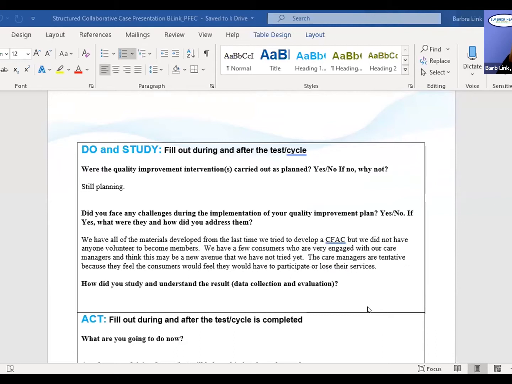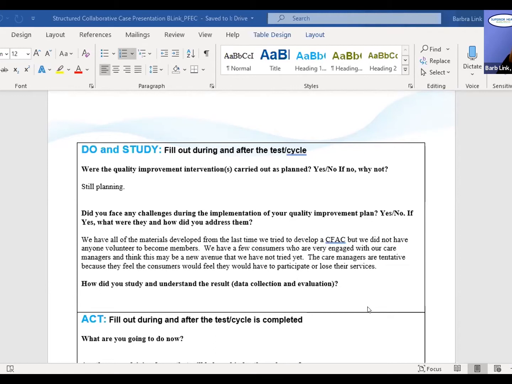But the last time we tried to do this, we didn't get anyone from our community to volunteer to become members for our Consumer and Family Engagement Council. So we really want to figure out how we can engage the participants at our agency, as well as any of their family members. We do have a few consumers who we know are really engaged with our care managers right now. And so we thought maybe that could be one avenue to pursue.